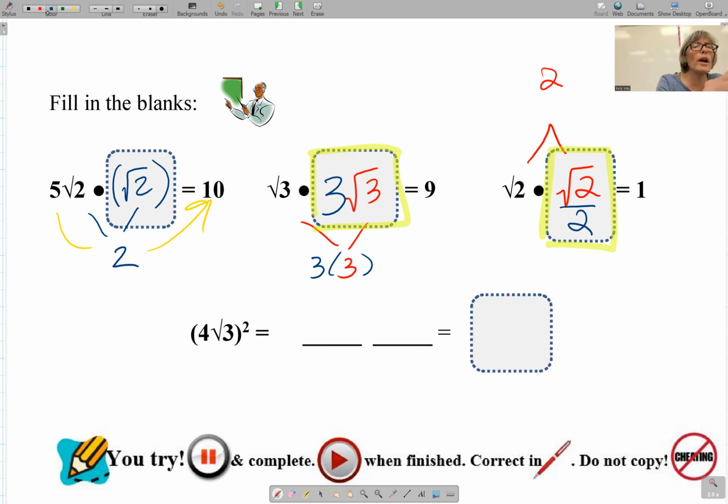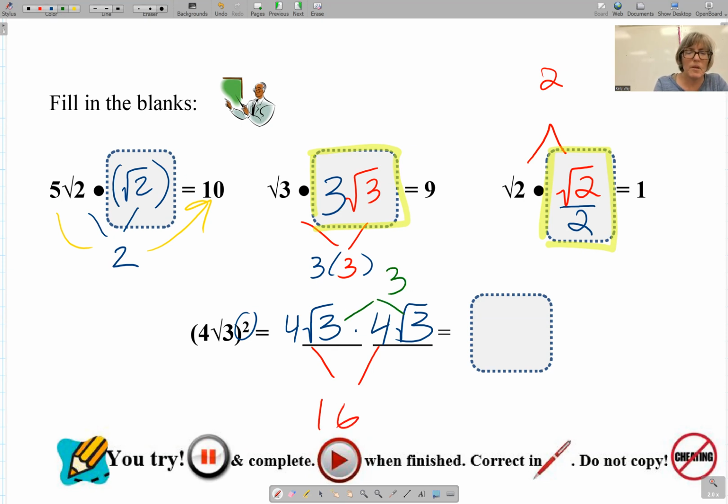4 root 3 squared, exponent expand, that's 4 root 3 times 4 root 3. 4 times 4 is 16, root 3 times root 3 is 3, and 16 times 3 is 48.